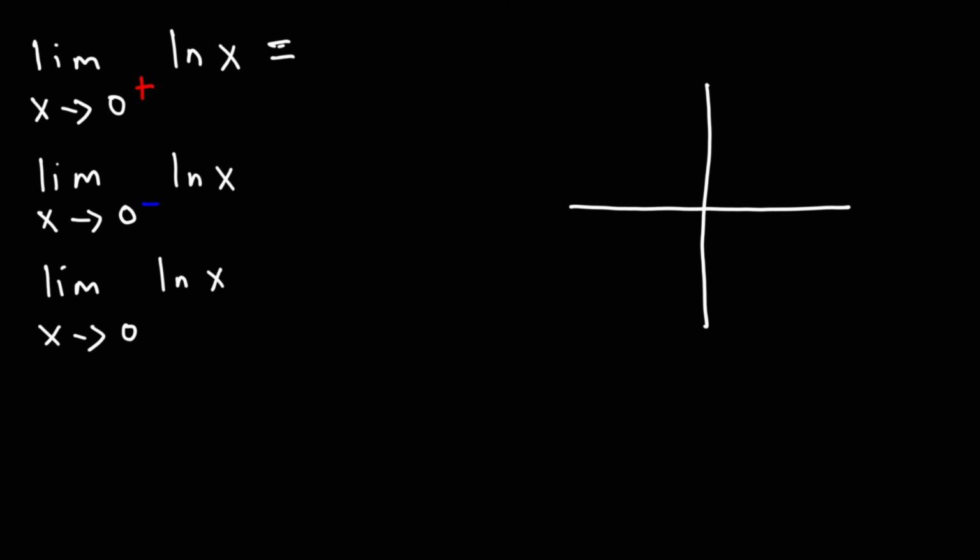So ln x has a vertical asymptote at the y-axis at x equals 0. It has an x-intercept at 1, and it looks like this. So that's a rough sketch of the graph y equals ln x. So as we follow the curve, as we approach x from the right side, notice that it goes down towards negative infinity. So that's the limit as x approaches 0 from the right side.